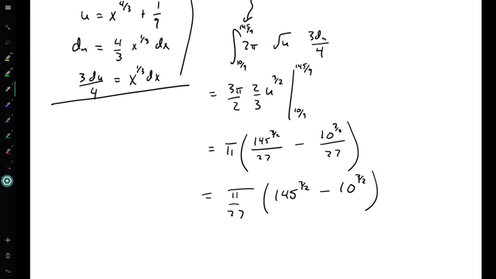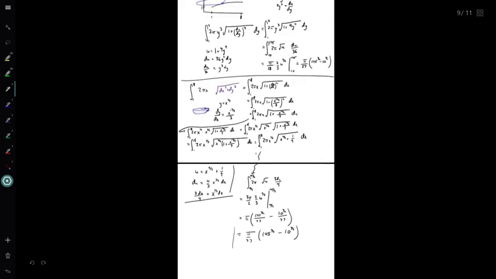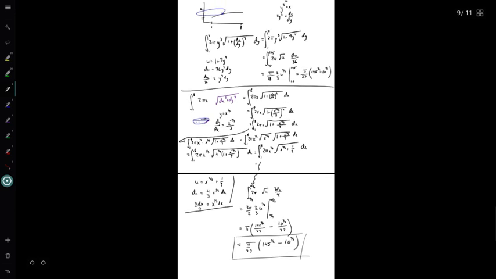And if you go back and compare these answers, this pi out of 27 times 145 to the 3/2 minus 10 to the 3/2 has already shown up. We got that answer when we integrated with respect to y. So we can see that either of these approaches works just fine.